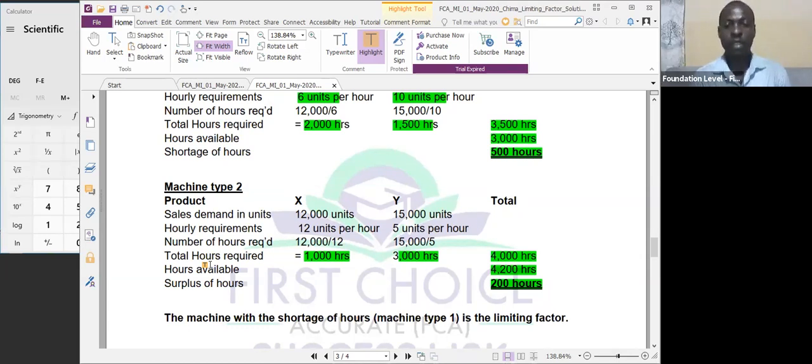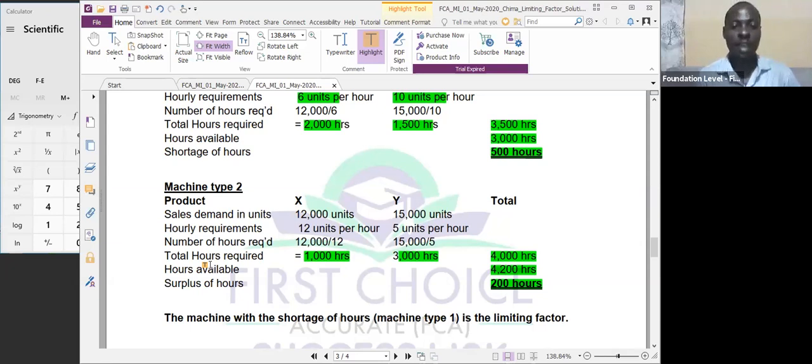Step number one, you need to identify your contribution per unit of each of the types of goods that you are producing. Now, in this case here, you have product X and you have product Y. You need to identify how much per unit is X contributing, how much per unit is Y contributing. That's one. Secondly, you need to identify your scarce resource. Now, it means that your factors of production, which one of them is giving you a shortage?